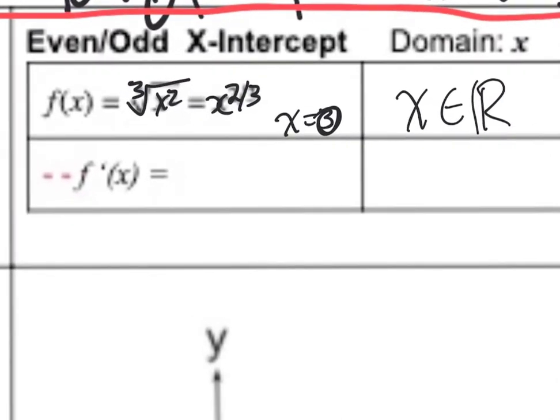X to the 2/3. So we're going to use our power rule. Bring the 2 over 3 to the front of the fraction. Then I'm going to have x to the 2 over 3 minus 1. Now I'm going to represent 1 as 3 over 3 because that's a little bit easier. That's going to end up being 2 over 3 x to the 2/3 minus 3/3, which is negative 1/3.